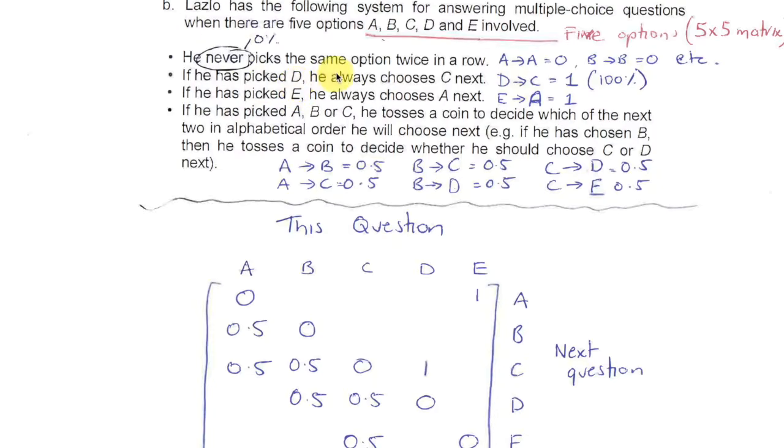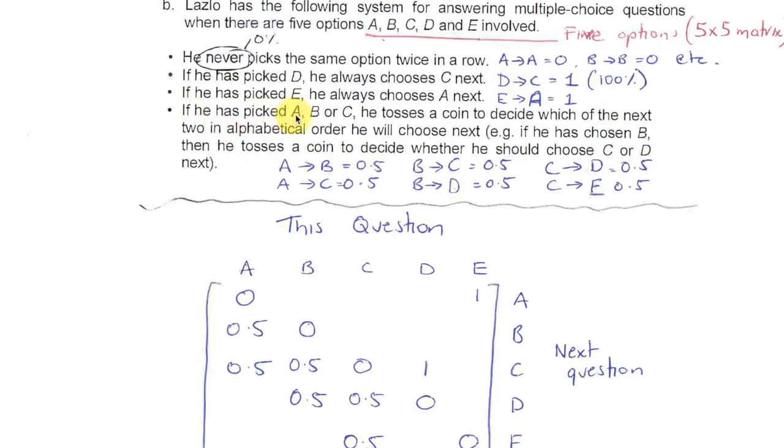If he has picked D, he will always choose C next. All right, so here we're going from D to the next question, and we are told that if he has chosen D, the very next question he will always choose C. So from D to C needs to put in a 1, and then everywhere else we can put in zeros from D to D. If he has picked E, he always chooses A next. So if we've chosen question E, then it's 100% likely that he will choose A next. So we put in a 1 there, and everywhere else we can put in zeros.